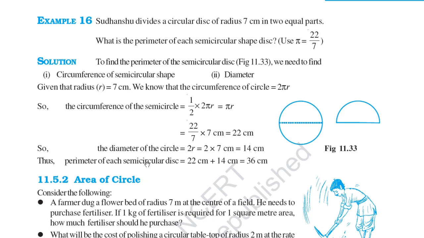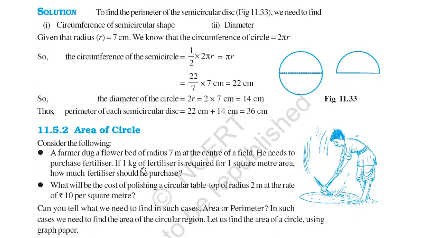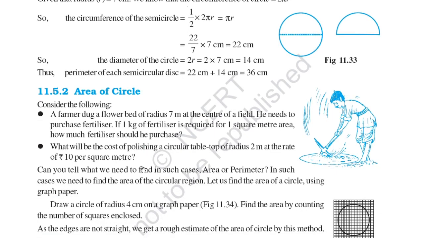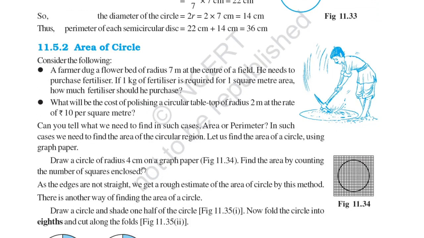Perimeter of each semicircular disc is 22 plus 14 is equal to 36 centimeter. So now 11.5.2, area of circle. Consider the following. A farmer dug a flower bed of radius 7 meter at the center of the field. He needs to purchase fertilizer. If 1 kg of fertilizer is required for 1 square meter area, how much fertilizer should he purchase?